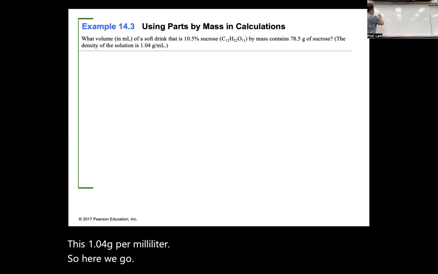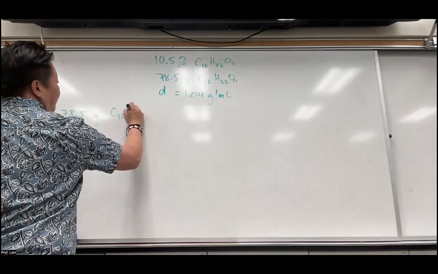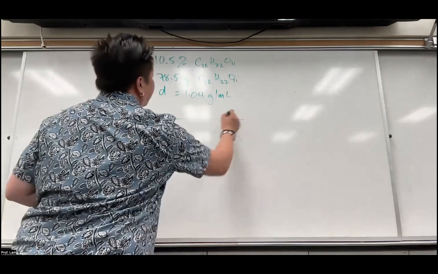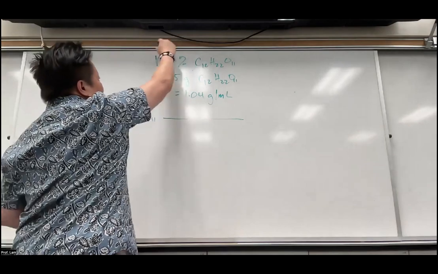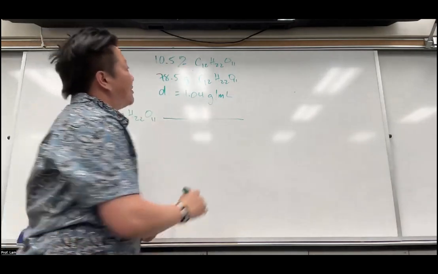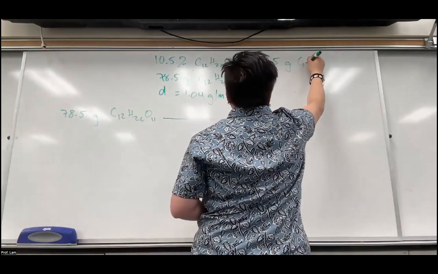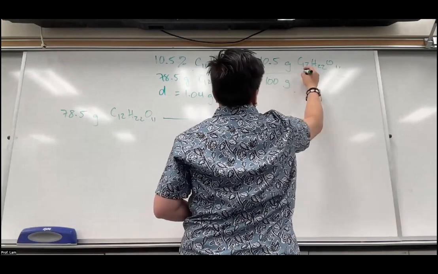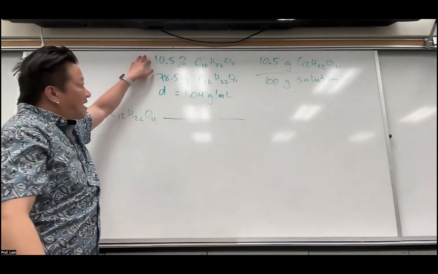So here we go, 78.5 grams of C12H22O11. And what we want out is the amount of solution, okay? So we can translate this. If I have 10.5% of sucrose, I can break that down. It means that I have 10.5 grams of C12H22O11 per 100 grams of the solution, okay? So that is actually your conversion factor.